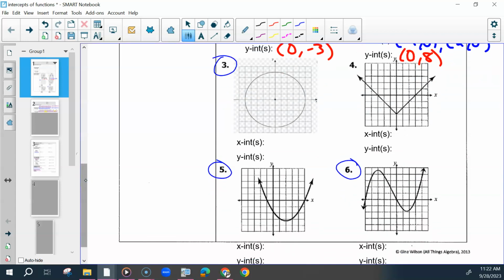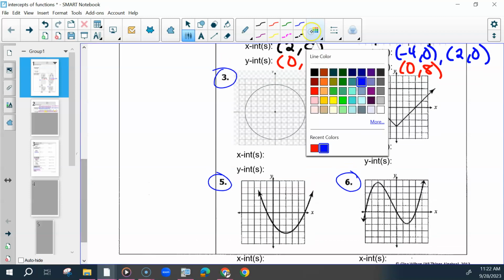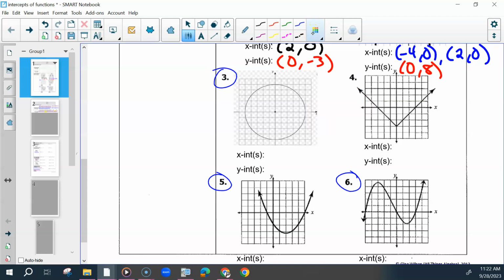So, 3 is going to have 2 x-intercepts and 2 y-intercepts. 5 is going to have 2 x-intercepts, 1 y-intercept. 6 is going to have multiple x-intercepts, but just 1 y-intercept. Where does this cross the x-axis? 4. Just one of them. You can put 4, 0. And the other? -4. -4, 0.